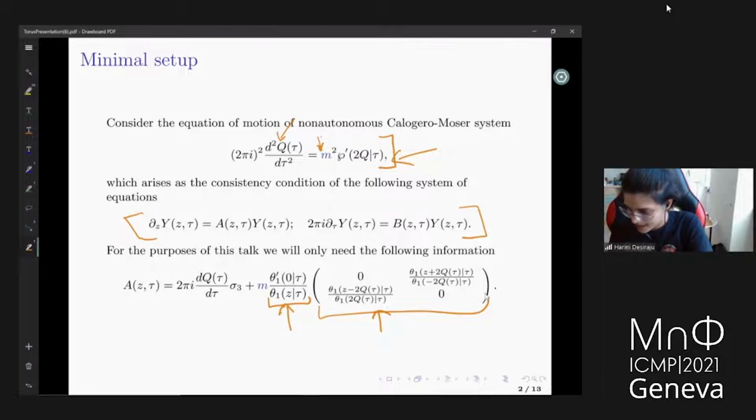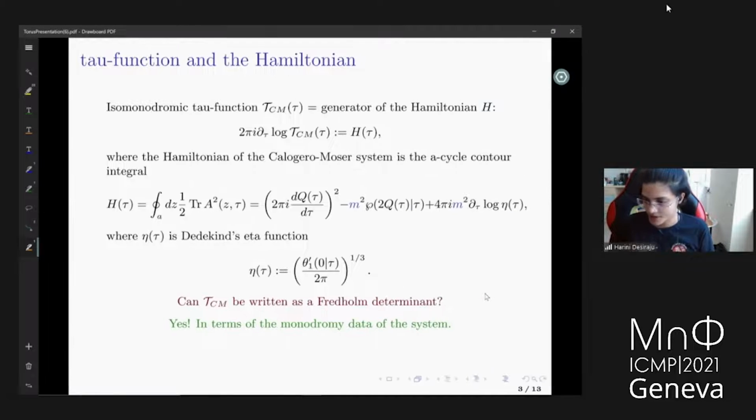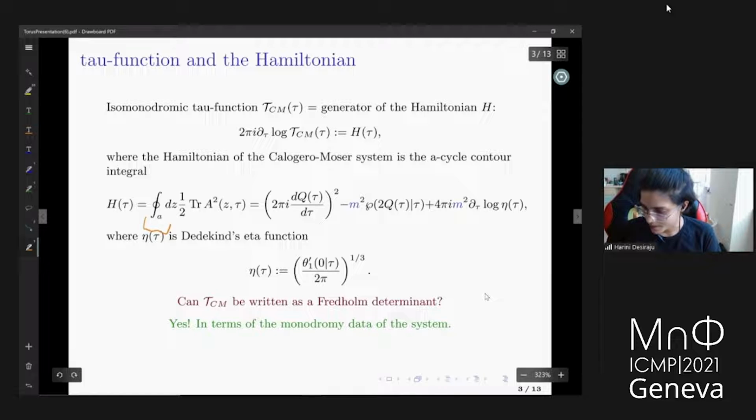Okay, with this in mind, I want to now go to tau functions. In the theory of integrable systems, tau functions have a very special role to play. They tell us quite a lot about the geometric and analytic aspects of the system. But for the purposes of this talk, it's good enough to know that the tau function can be seen as a generator of the Hamiltonian. This is not a unique definition, but it's one of the definitions. The Hamiltonian of the system in this case is the A-cycle integral of trace A squared, where ℘ is the Weierstrass P function and η is the Dedekind eta. So the tau function sits here.